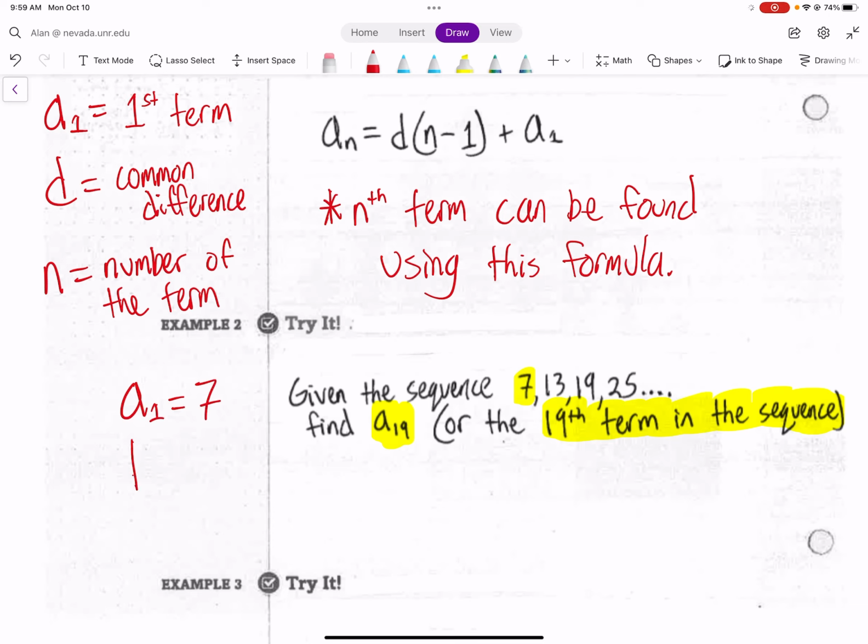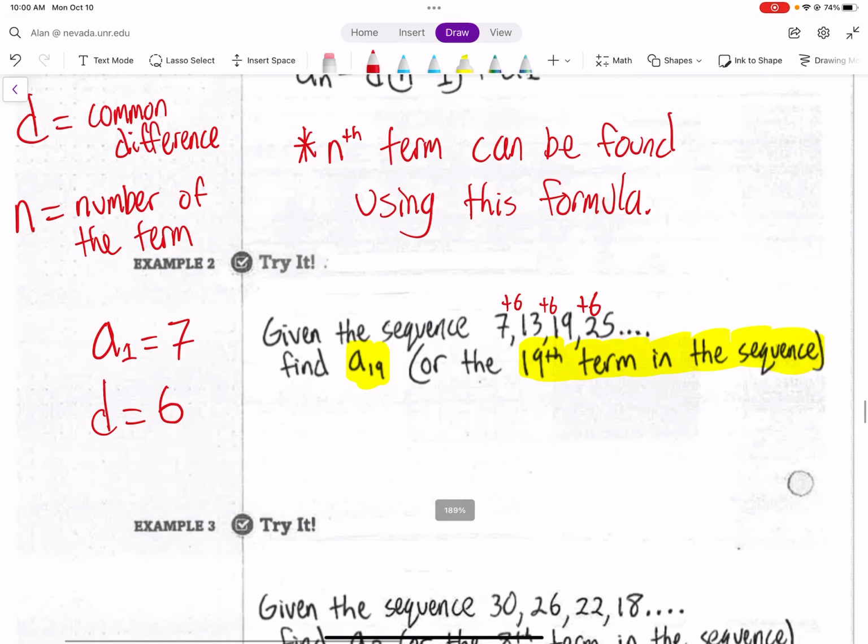And we need to identify d, or the common difference. How do we get from one term to the next in this sequence? So from 7 to 13, we add 6. From 13 to 19, we add 6. And from 19 to 25, we add 6. So adding by 6 is the common difference. So d is just a positive 6. We're adding 6 to the previous term to get our new term in this sequence.